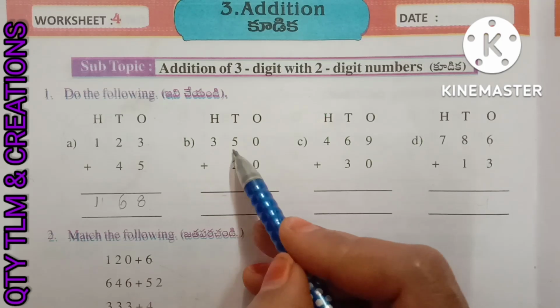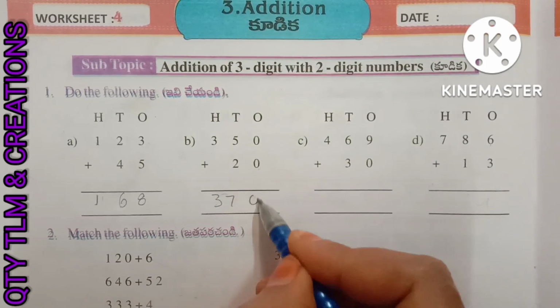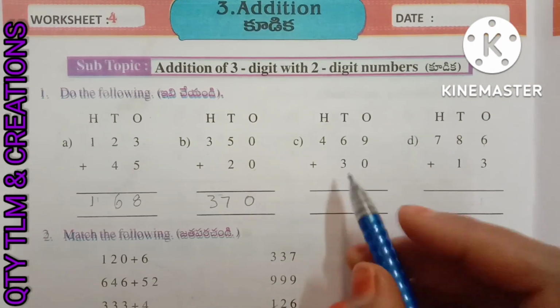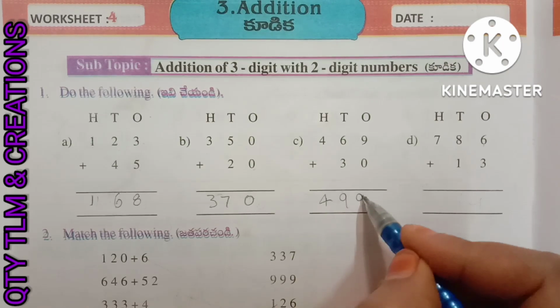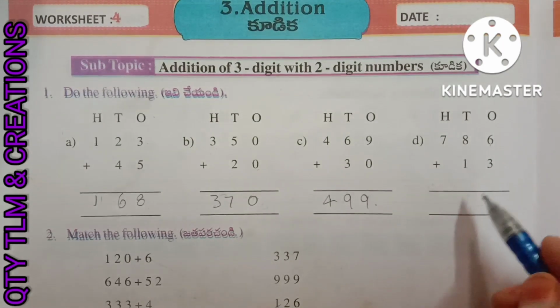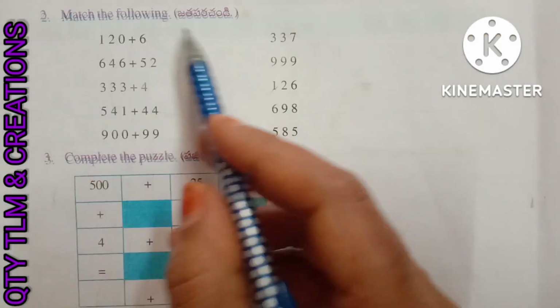Next B, 350 plus 20, we get 370. Next C, 469 plus 30, we get 499. Next D, 786 plus 13, we get 799.